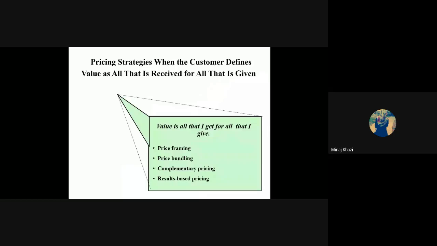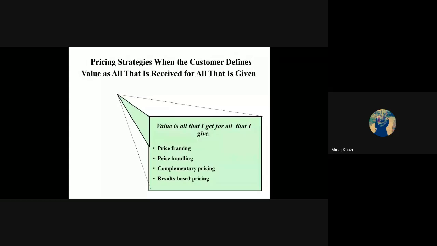Next one is pricing strategies when the customer defines value as all that is received for all that is given. That means whatever I am paying, for that particular amount I am getting this particular service. So that is what it means. Value is all that I get for what I give. That means for what I am paying, I am getting that much value.